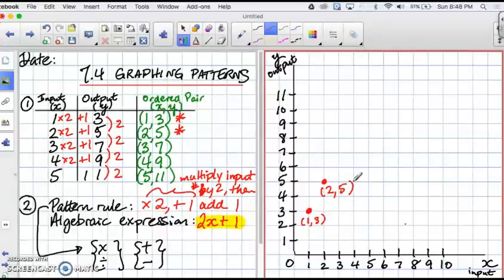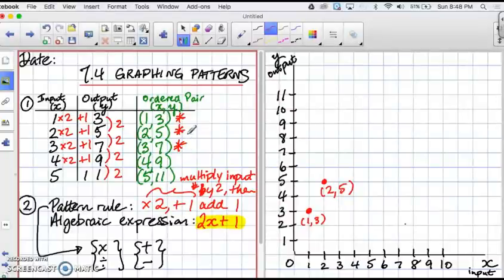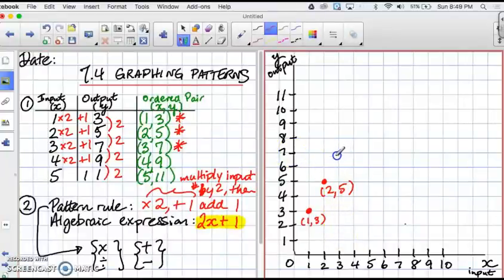Okay. Now what I'm going to do for the next one here, 3, 7, is I'm going to look at 3, which is the x, and then I'm going to look at 7 where it meets up at the y value. And where they intersect, that's where you have 3, 7.